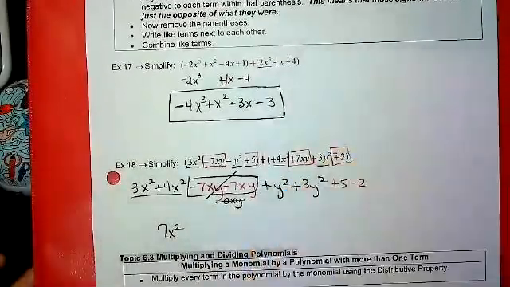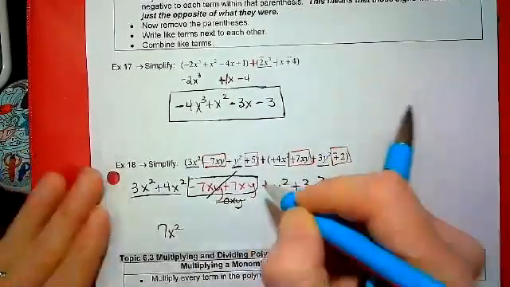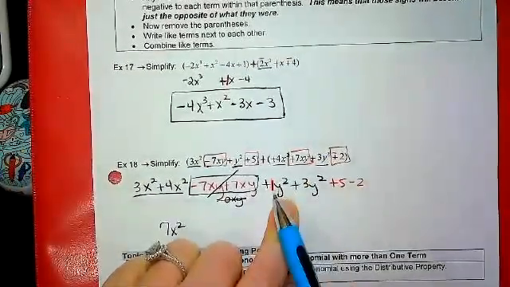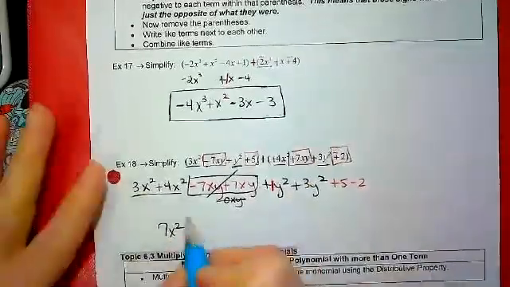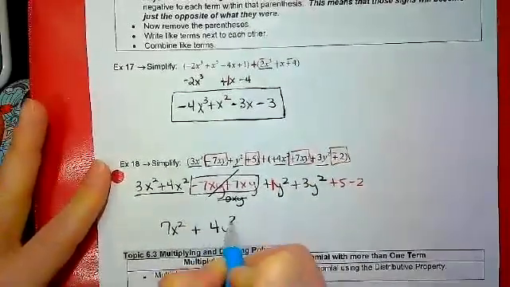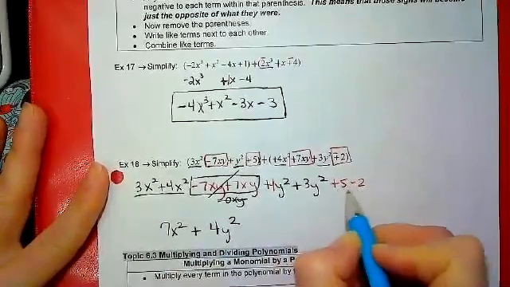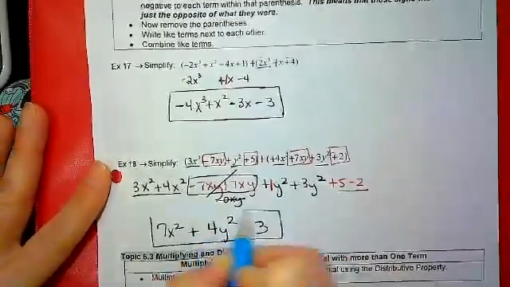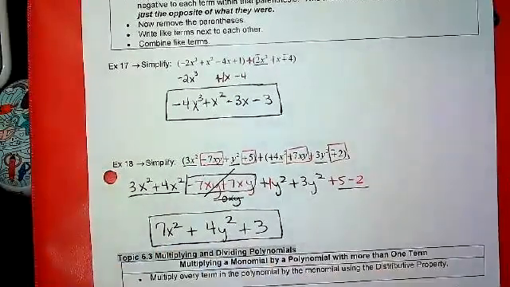Again, remembering that there's an understood 1 in front of your y squared. Since you don't see a coefficient, there's an understood 1. So 1 plus 3 is a positive 4y squared. And 5 minus 2 is a positive 3. So we have combined like terms.